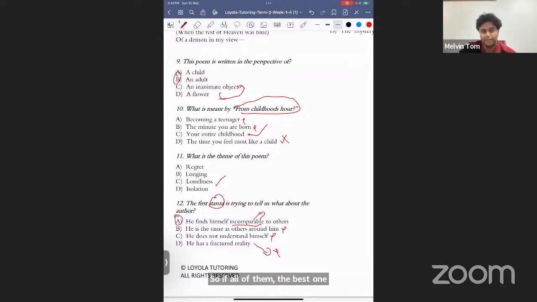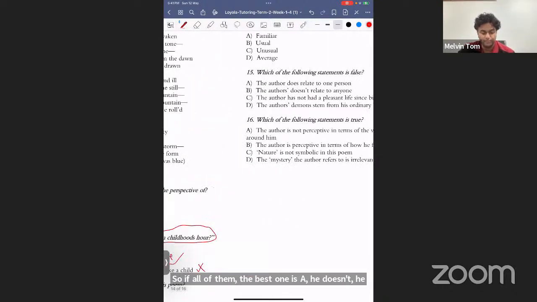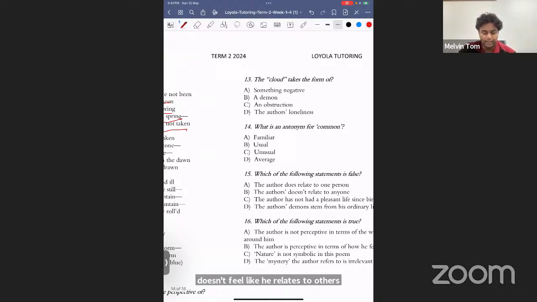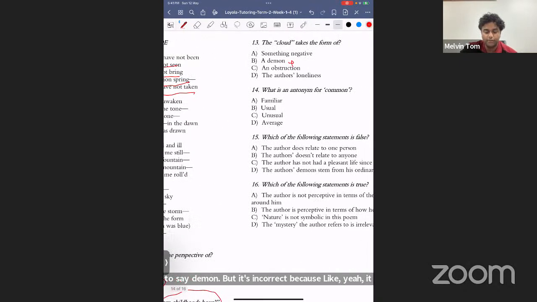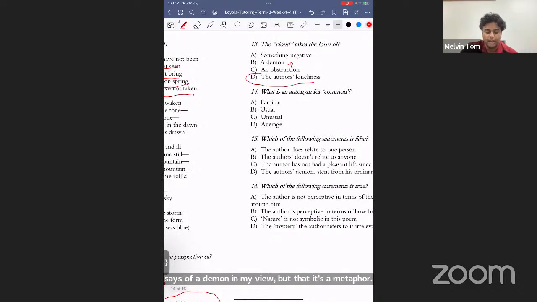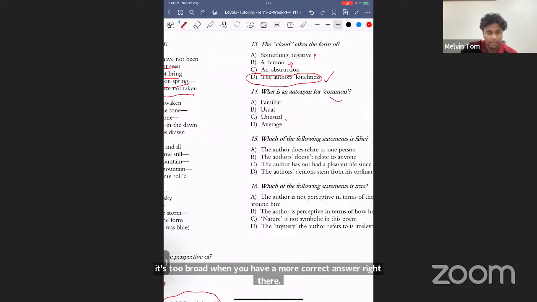He doesn't feel like he relates to others. The cloud that takes the form of, so you might be tempted to say demon, but it's incorrect because it says "of a demon in my view," but it's a metaphor. It's a metaphor for the idea of his loneliness, how he felt all alone. You might also be tempted to say something negative, but it's too broad when you have a more correct answer right there. What is an antonym for common? It's pretty easy. Unusual.